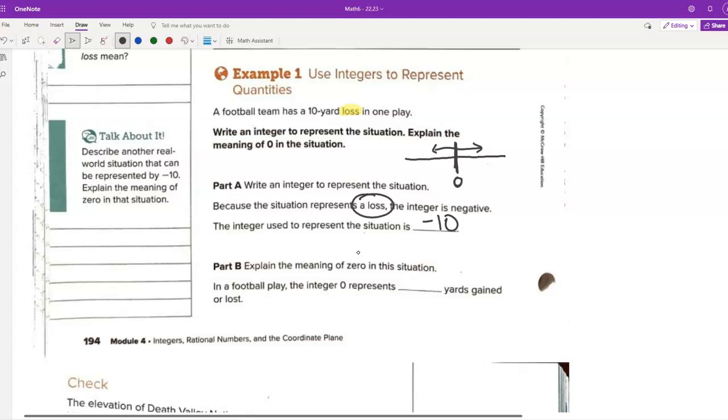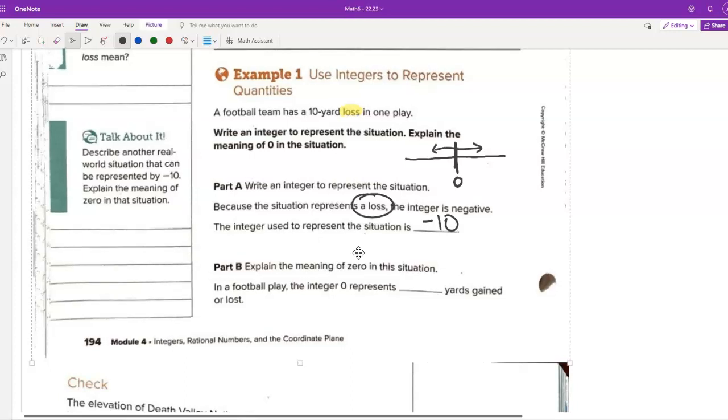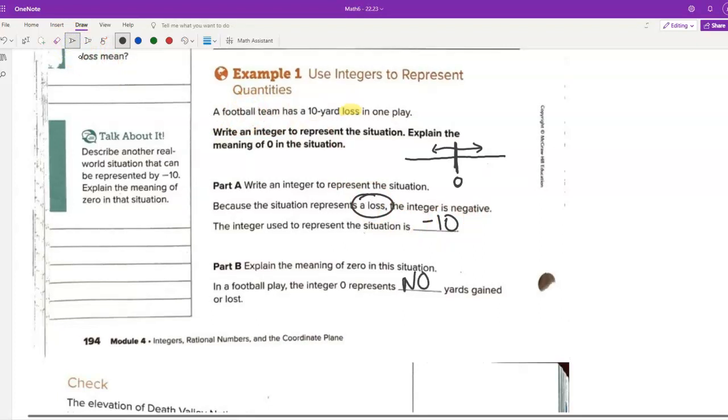All right? So the 0 that would represent here is that, like in a football play, if you had an integer of 0, it would represent that no yards were gained or lost. It means you just kind of stayed where you were. Maybe you got tackled right there on your line of scrimmage.